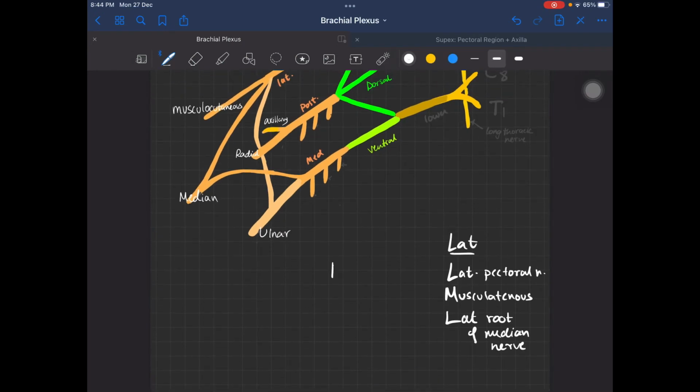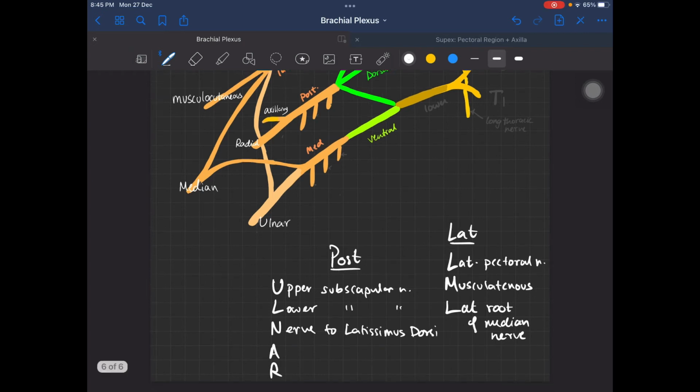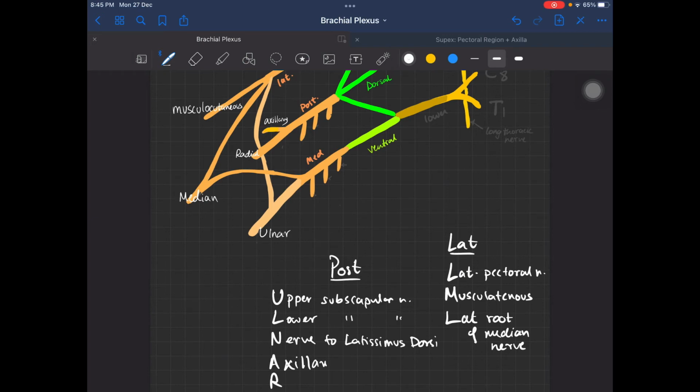So the posterior cord mnemonic goes as ulnar. Now what is important over here is the ulnar nerve is not a part of the posterior cord, but the mnemonic for the posterior cord is ulnar. So what is it? U stands for upper subscapular nerve, L stands for lower subscapular nerve, N stands for nerve to latissimus dorsi. Latissimus dorsi is a muscle of the back, so nerve to latissimus dorsi. A is axillary, we already know about axillary, one of the terminal branches, and R is radial.